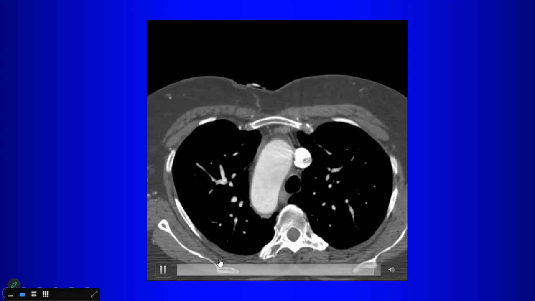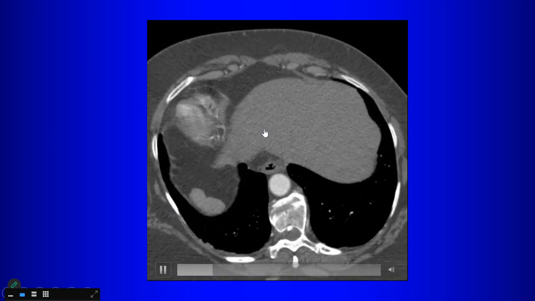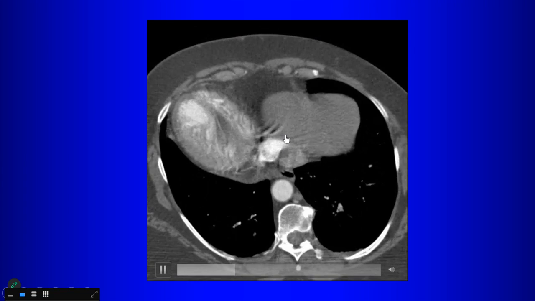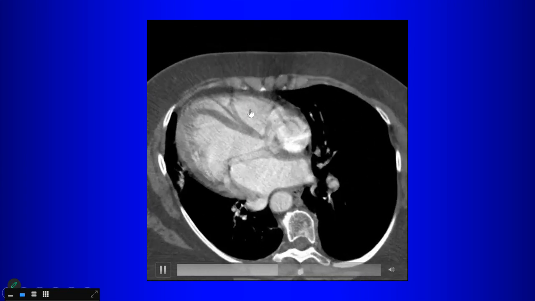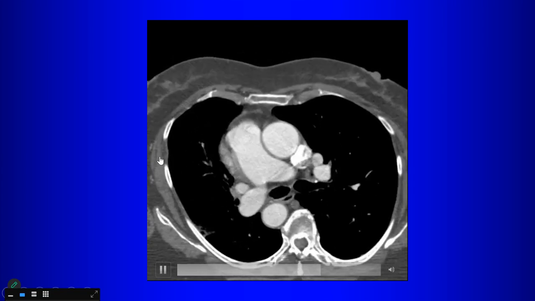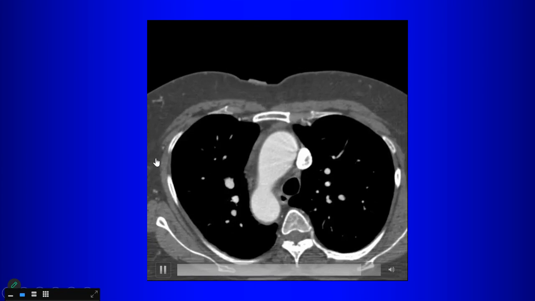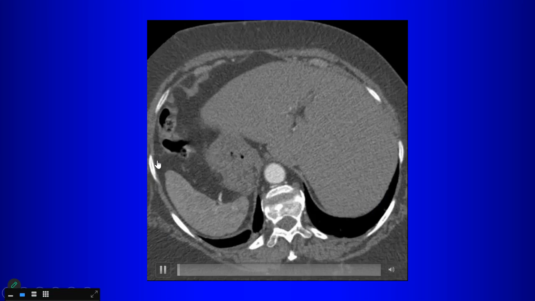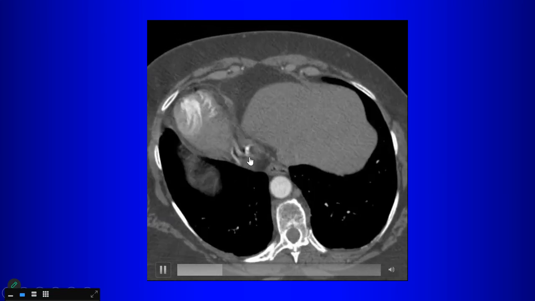Now, the connections here. So the morphologic right atrium, which you said is this guy, is connected to a morphologic what? Right ventricle. The morphologic left atrium is connected to a left ventricle. So what do we call that? Atrioventricular concordance.